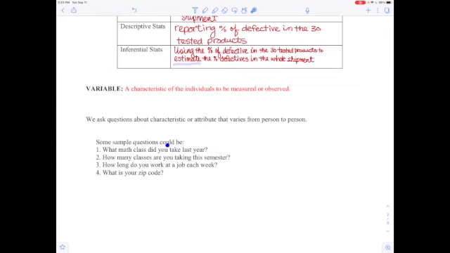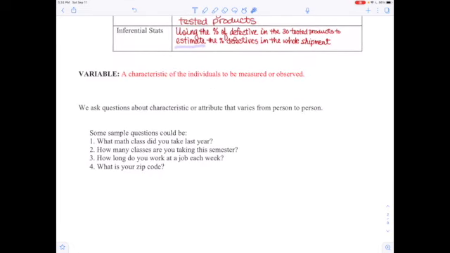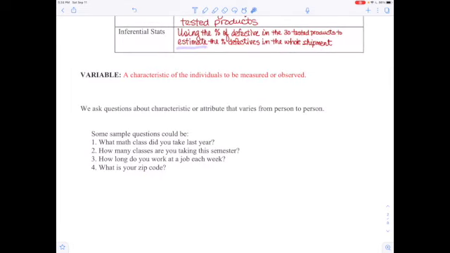Some sample questions could be: 1. What math class did you take last year? 2. How many classes are you taking this semester? 3. How long do you work at a job each week? Or 4. What is your zip code? Those are all different characteristics about a person. It could be more. There's plenty of questions you can ask. Going on to the next thing.